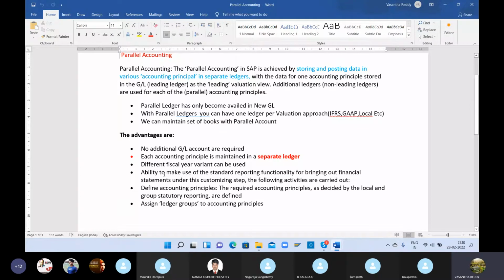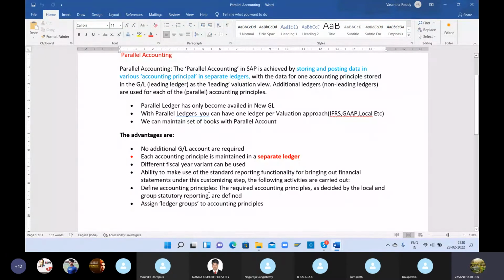After that, there is the ability to use the standard reporting functionality for producing financial statements. For financial statement purposes, parallel accounting should maintain separate ledgers under the customizing step. The following customizing activities are carried out: these customizing steps, financial statements, and standard reporting functionalities are involved in parallel accounting. After that, define accounting principles.